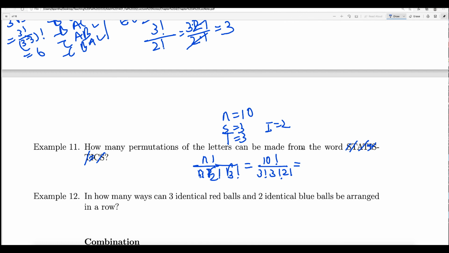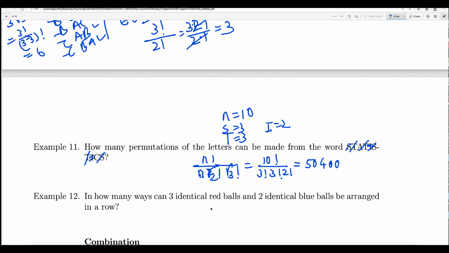You multiply those, or you can use a calculator. Okay, so if you use a calculator, you will get 50400. Okay. Next, in how many ways can 3 identical red balls and 2 identical blue balls be arranged in a row?